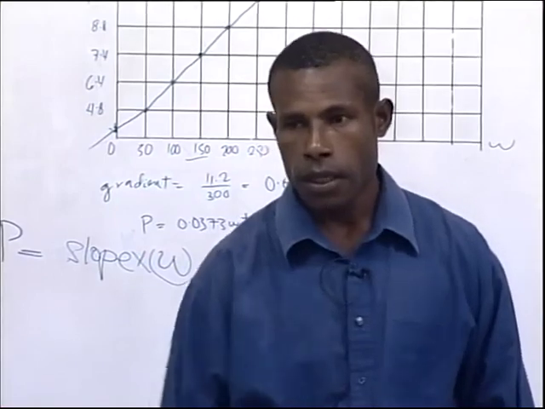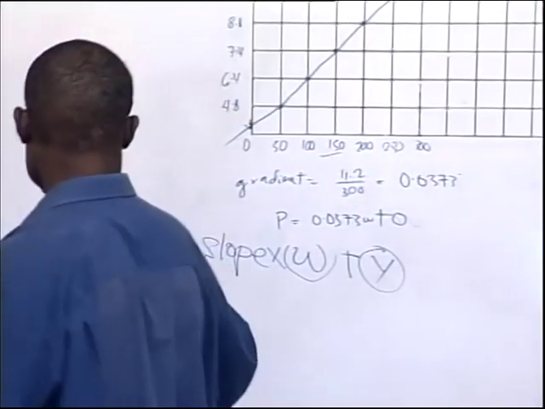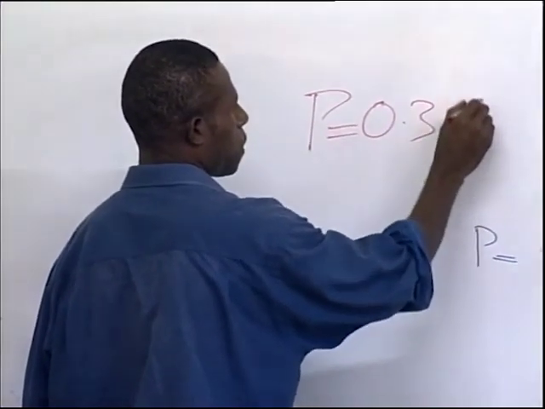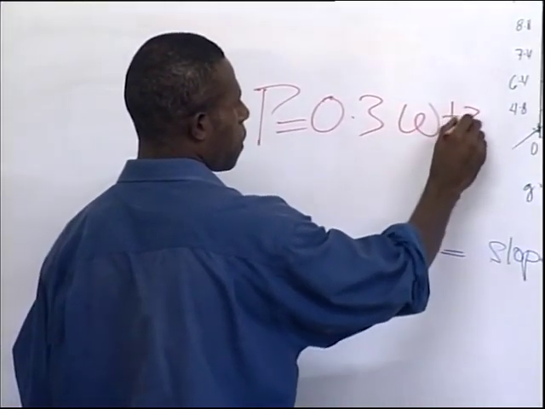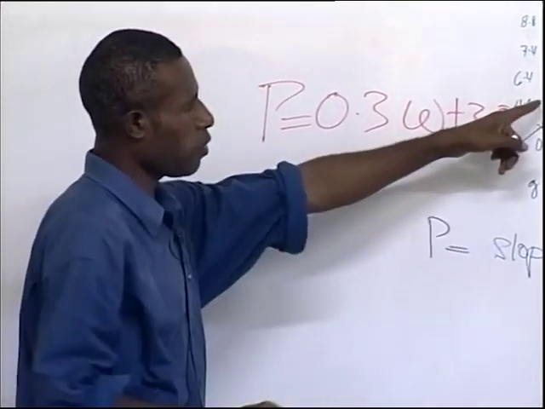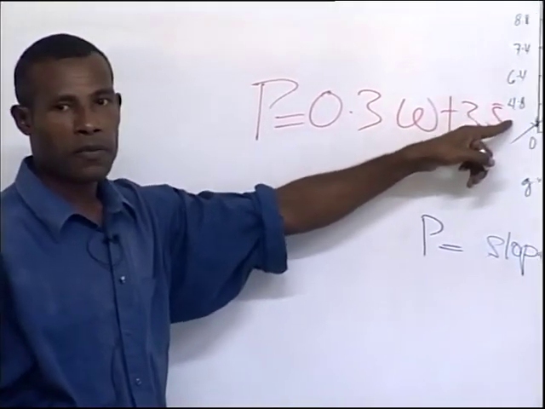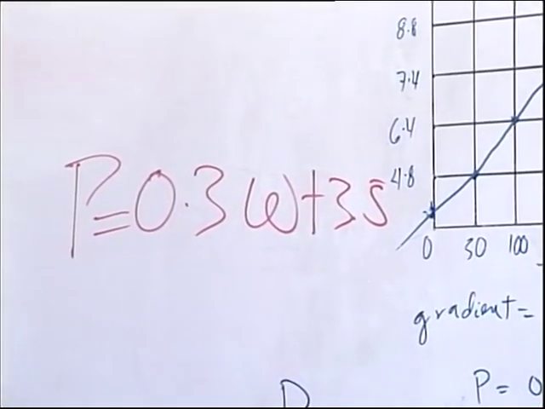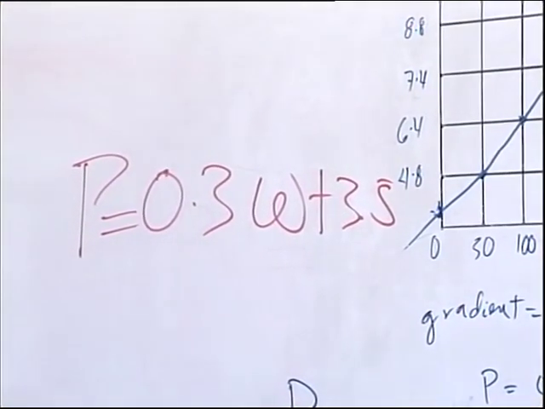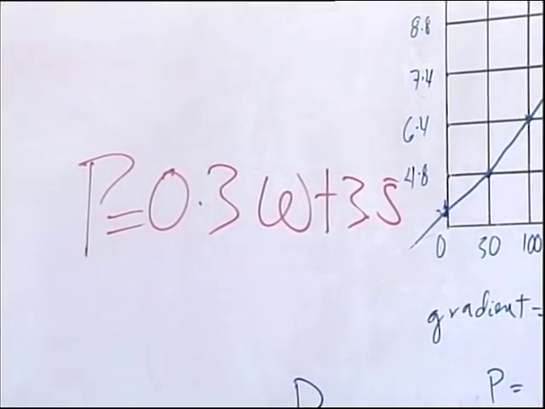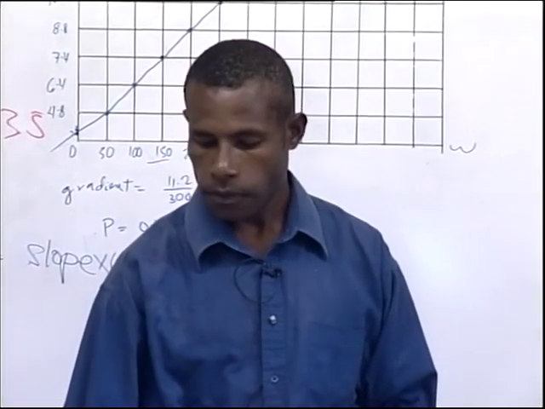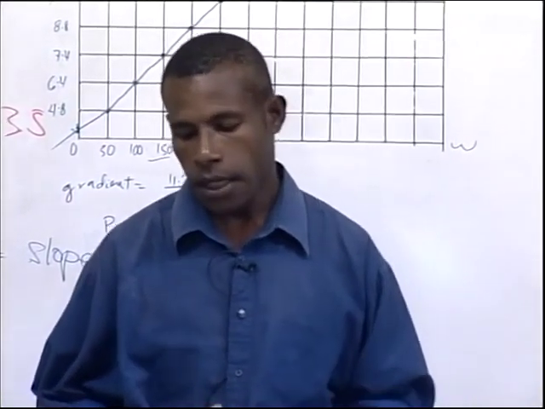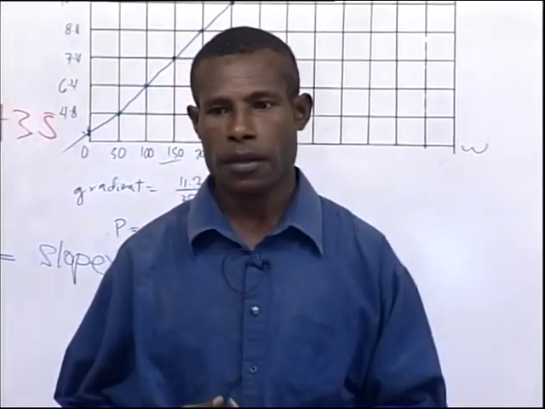But anyway, the graph for this would be something like P equals 0.3 W plus 3.5, because it runs straight into 3.5 on the vertical axis of P. Okay, good. That brings us to the end of our lesson. Our keyword for today is slope, or the gradient.